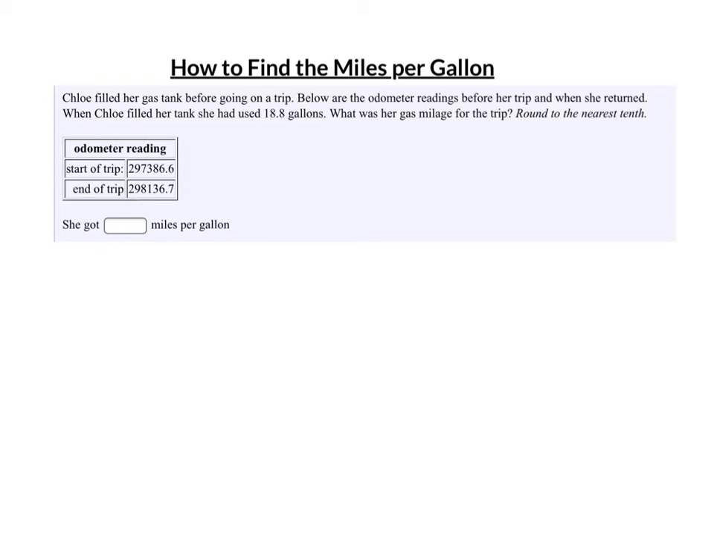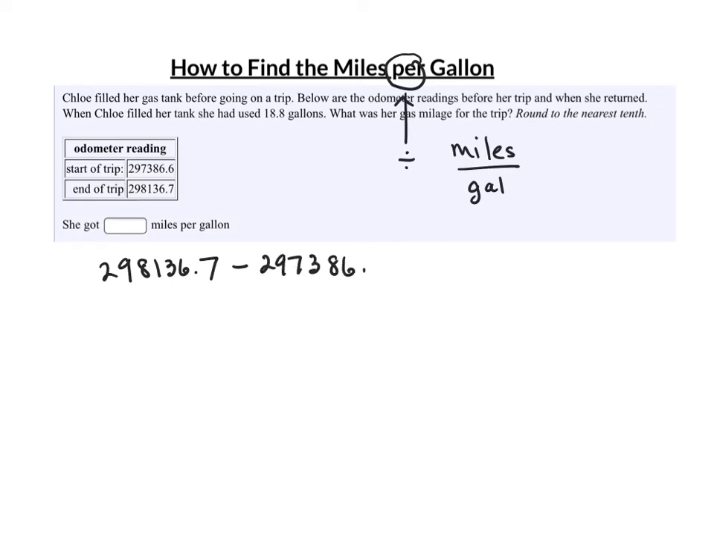One more example. So we're going to remember that the word per means divide. And we're going to find the miles per gallon. That's the miles divided by the gallons. So the first step is to find the miles. So we're going to subtract these numbers, 298,136.7 minus 297,386.6. We subtract those and it ends up being 750.1 miles. That's how far she traveled.